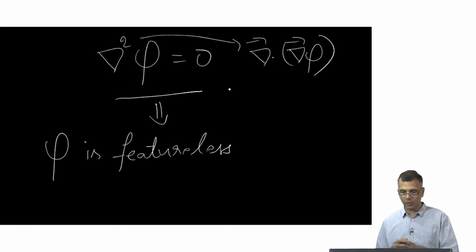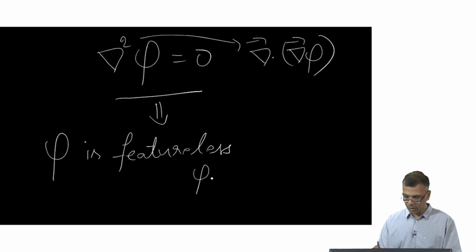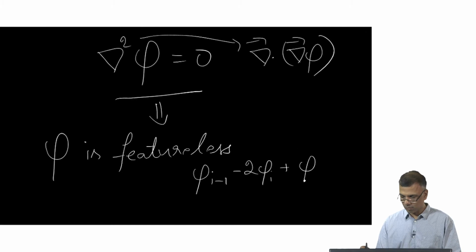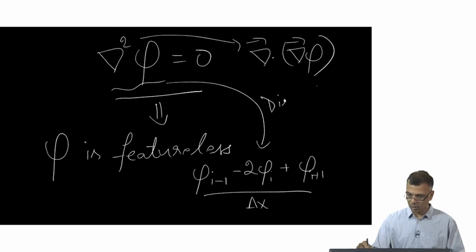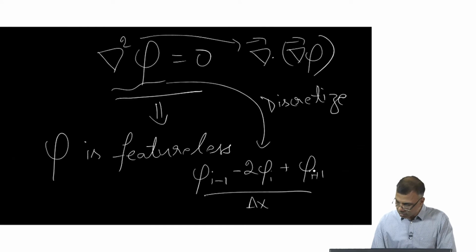One way of understanding this is by discretizing this, right? Say in just one dimension you discretize this second derivative. How does it look? It looks something like phi i minus 1 minus 2 phi i plus phi i plus 1, over either 2 delta x or delta x. That's the discretized version of that.